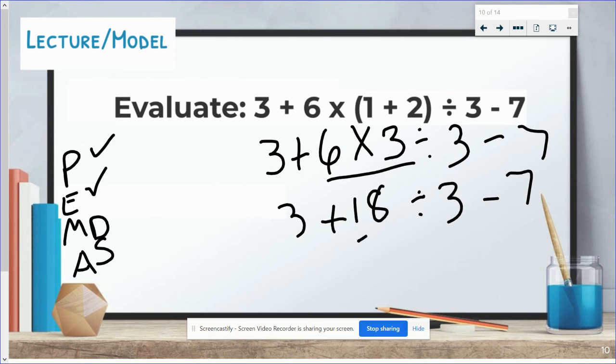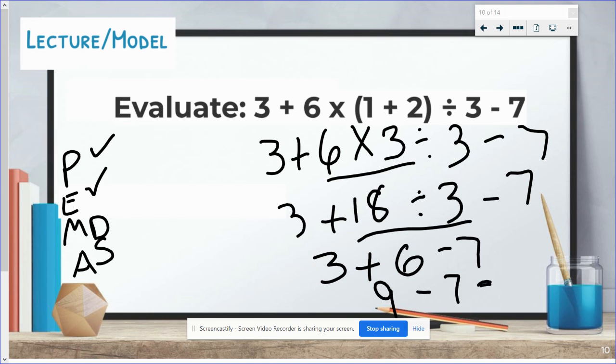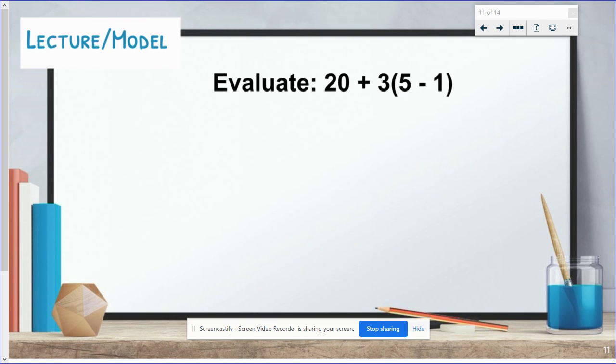I still have some division. 18 divided by 3 is 6. Now I have 3 plus 6 minus 7. 3 plus 6 is 9 minus 7. Our final value is 2. All right, let's do our final example.